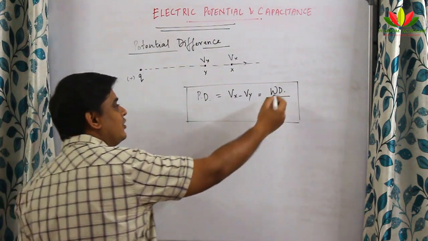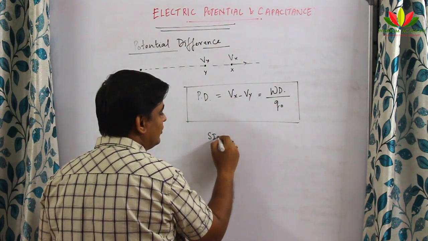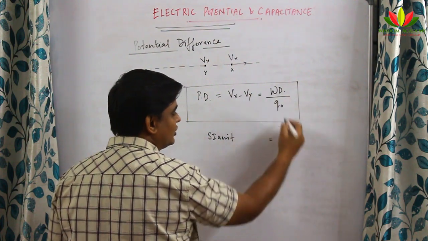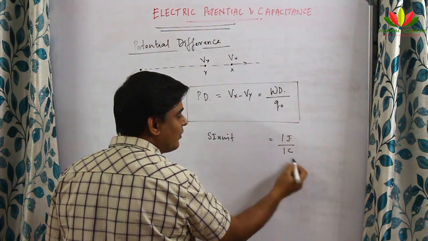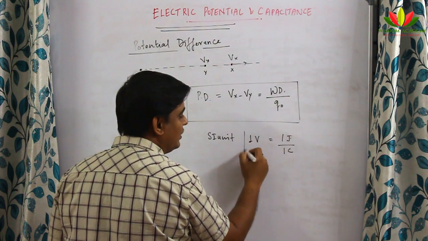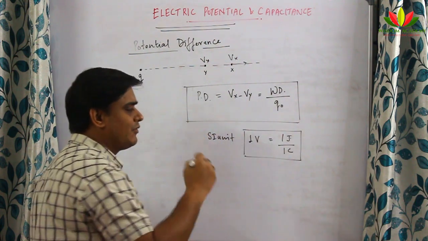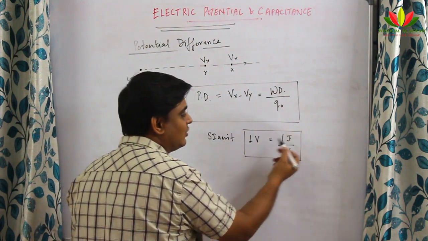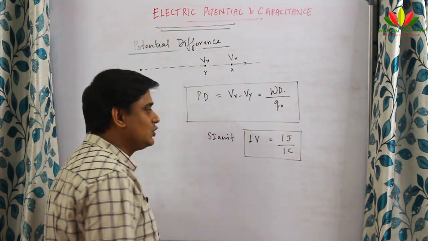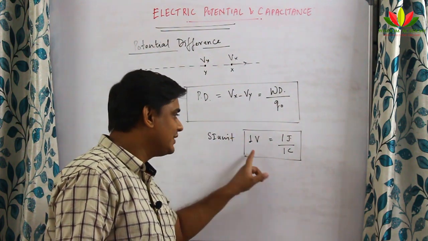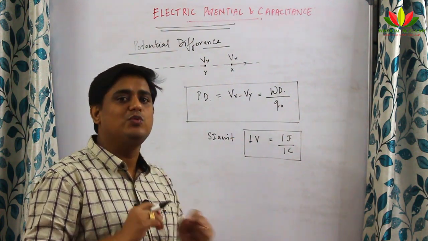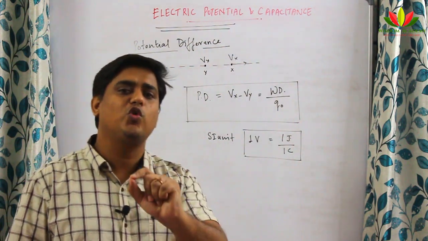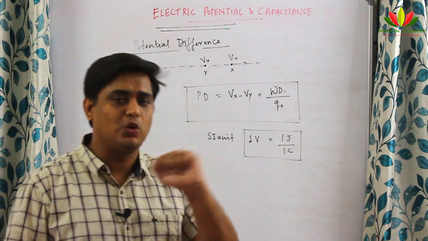What is the SI unit of work done? The SI unit of work done is joule, and for charge it is coulomb. So 1 joule per 1 coulomb is known as 1 volt. The volt is named after a scientist, Alessandro Volta, and 1 volt is defined as 1 joule by 1 coulomb. So 1 volt is that potential difference which is present between two points if 1 joule of work is done to move 1 coulomb of charge from one point to another point.